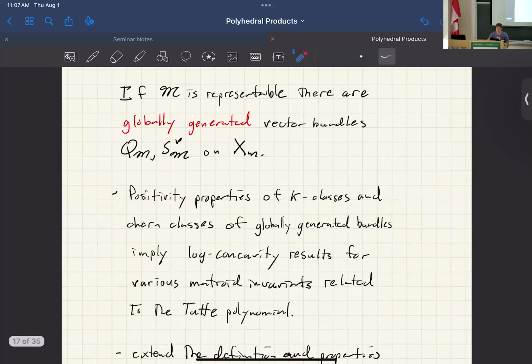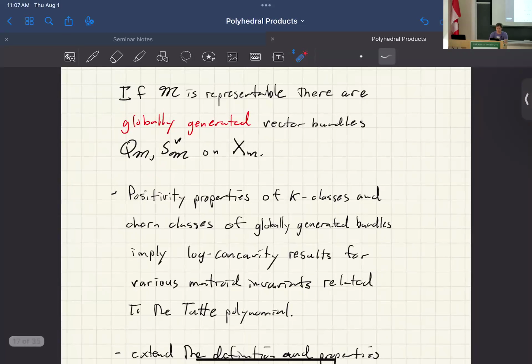So in particular, if M is representable, they construct a pair of globally generated vector bundles. Global generation is positive. We like it because it means that the sheaf of sections can be extracted from the top, the global sections. When M is representable, they construct globally generated bundles. They call them Q_M and S_M dual. S_M dual is the dual to another bundle called S_M on the permutahedral variety.